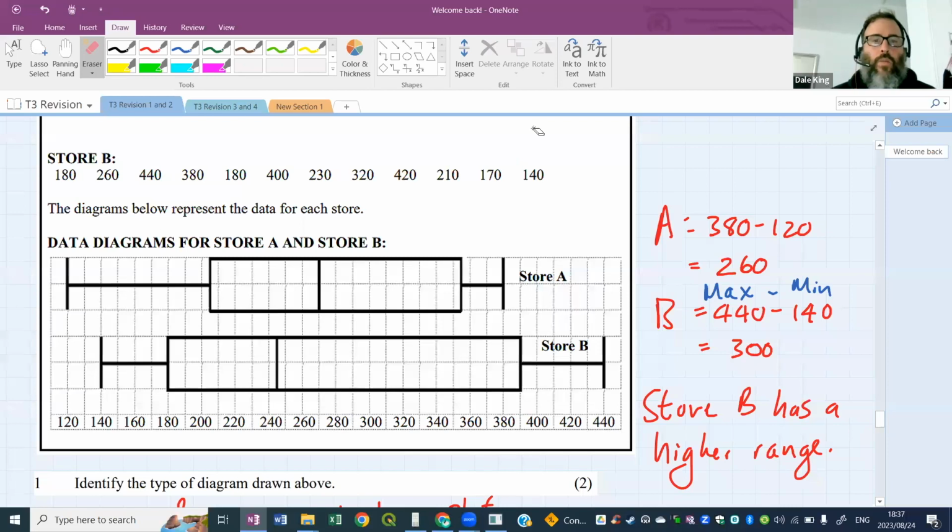Looking at this diagram, which store, and I need someone to please come online and explain why, not just store B and leave it at that. I need someone to explain why they think store A or why they think store B. Which store is doing better in terms of sales? Looking at these diagrams, a business owner who owns these two stores has looked at these diagrams and he's thinking, this store is doing better than the other one. Which store is doing better? Can you tell?